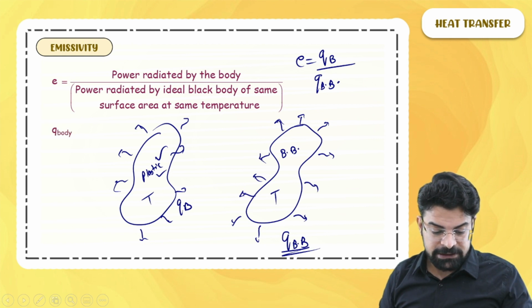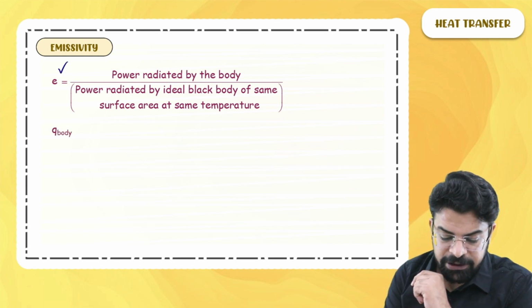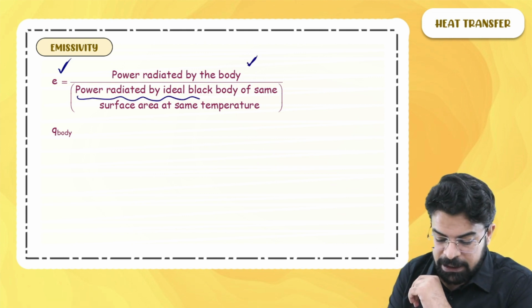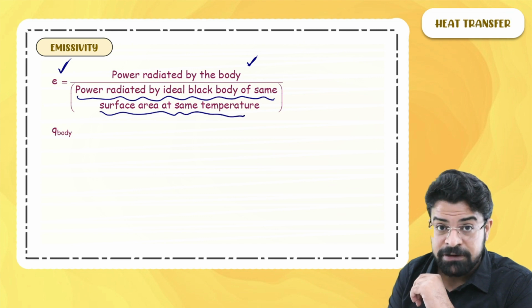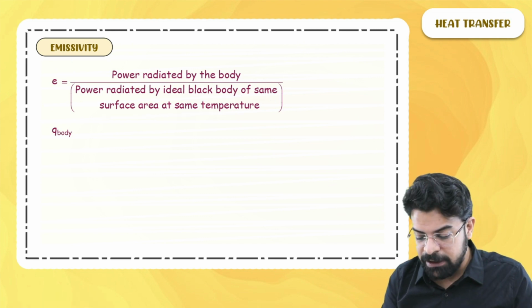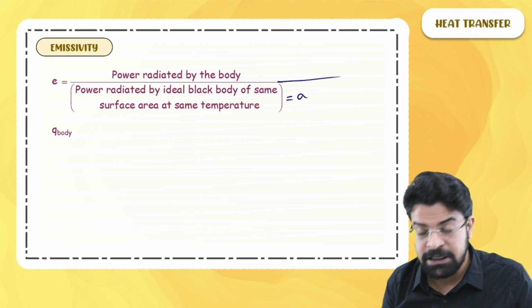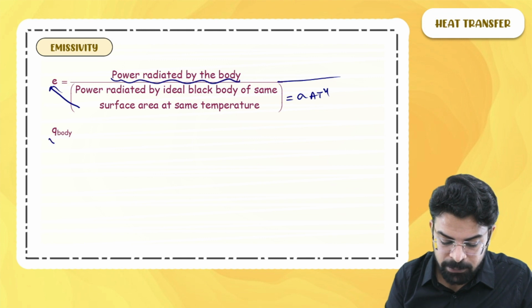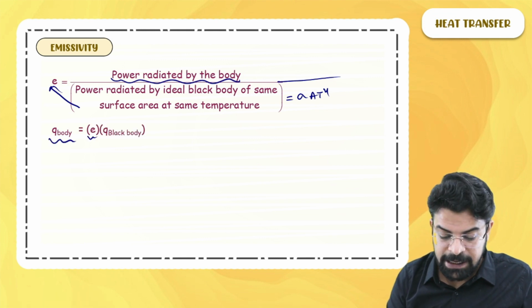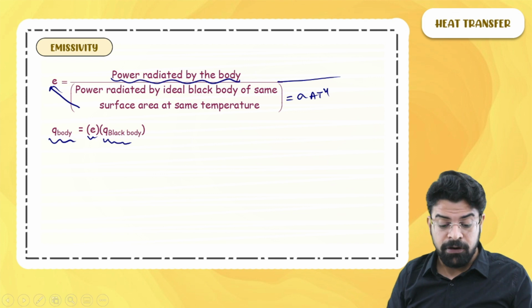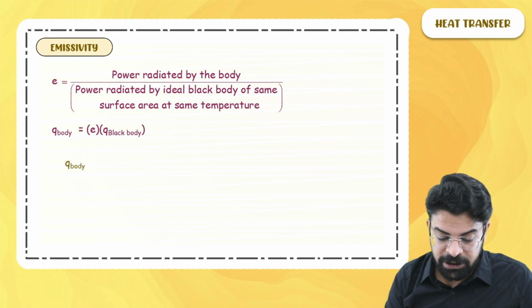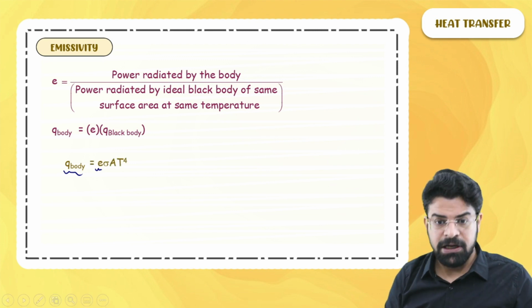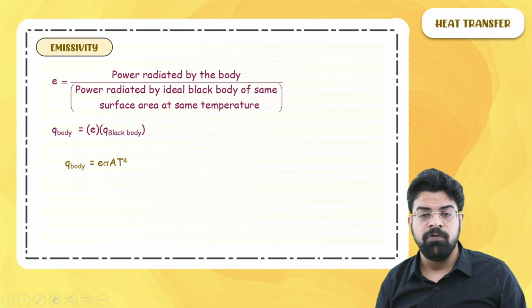So we can say that emissivity is nothing but power radiated by the body upon power radiated by an ideal black body of the same surface area at the same temperature. And we know that the power radiated by this ideal black body is nothing but sigma A T raised to the power of 4. So bring this up and you will say power radiated by the body Q_B equals E times the power radiated by black body of the same surface area at the same temperature. So from here you will say the heat radiated by any body will be equal to emissivity times sigma A T raised to the power of 4.